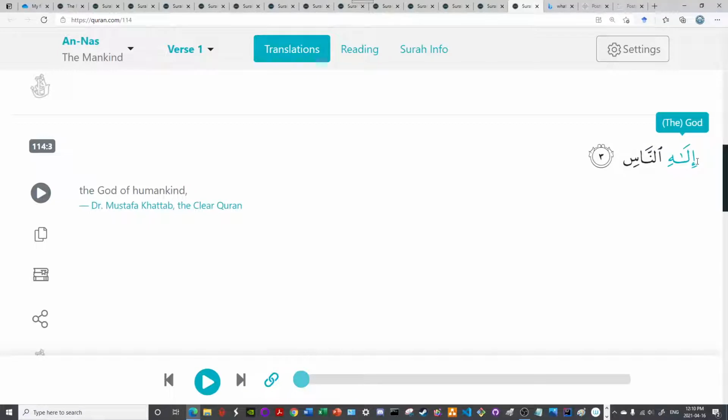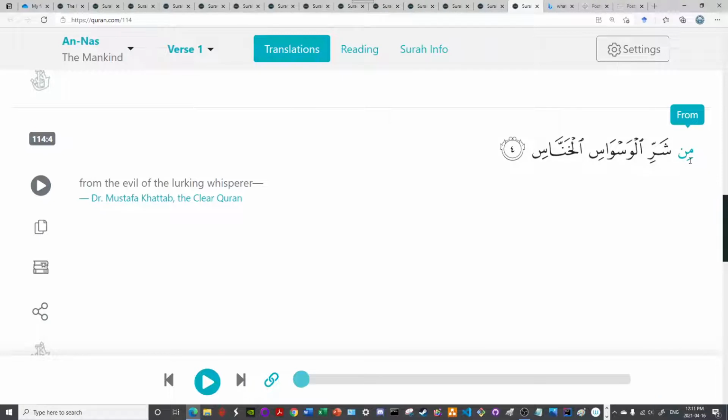Alif, hamzat qat' or cutting hamza. Kasra is E. Lam, fatha is La. Ignore this annotation. Ha, kasra Hi, Ilahi. Again, An-Nas, God of mankind. Ilahin Nas. Mim, kasra, Mi.